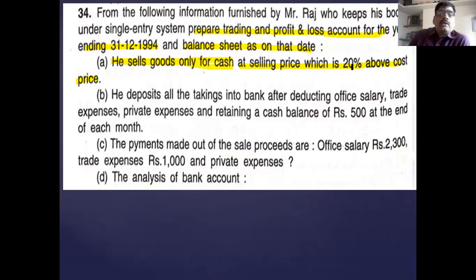I'll show by 2 ways. Remember this. First is cash sale. Second is selling price is 20% above cost. Whatever purchases they make, on that they add 20% profit and fix the selling price. Remember this point. So you have to calculate the selling price, or you may calculate the total sales. Remember this.